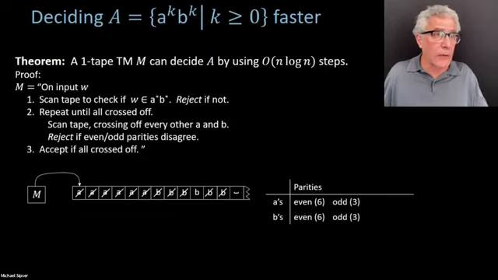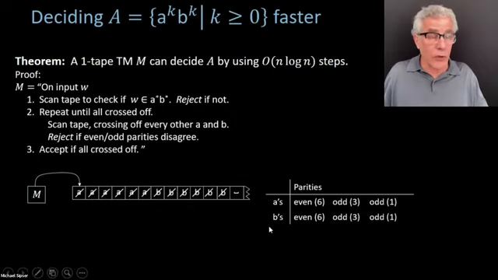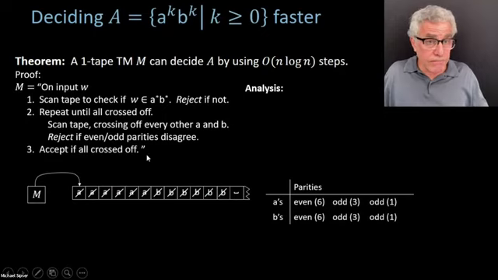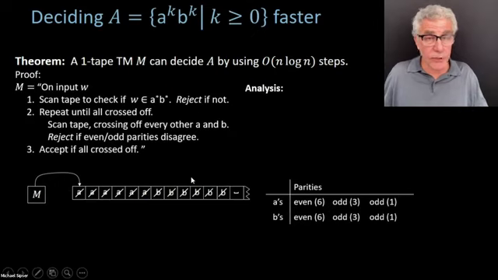And now we return our head back to the beginning, and cross off every other A and every other B. Every A, so that was odd parity, there was just 1. Crossing off the B, odd parity because it's just 1. They all agree, so the machine is going to accept because everything is now crossed off. And the parity agreed along the way.